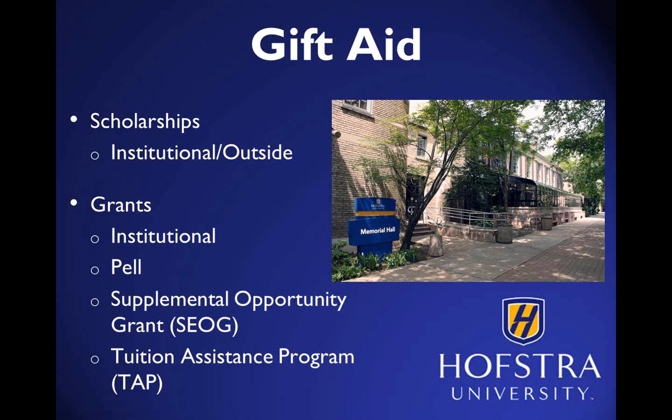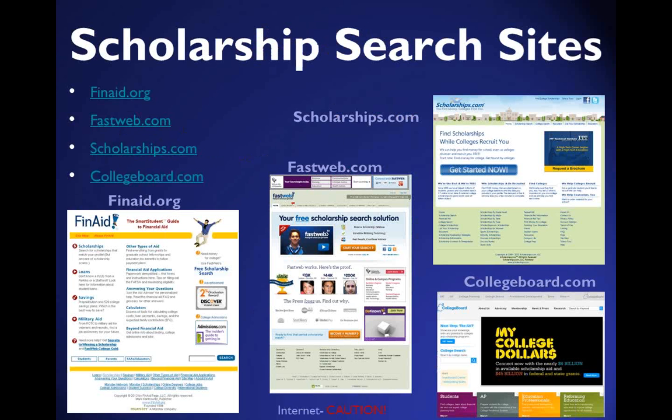The Pell and SEOG grants are federal grants which are awarded to students demonstrating exceptional financial need as calculated by the FAFSA. The Tuition Assistance Program, TAP, is a grant offered to eligible New York State residents attending a college located in New York State. The TAP application is provided by a link upon completing the FAFSA. Additional scholarships and grants can be applied for at various scholarship search sites online, such as finaid.org, fastweb.com, scholarships.com, and collegeboard.com.